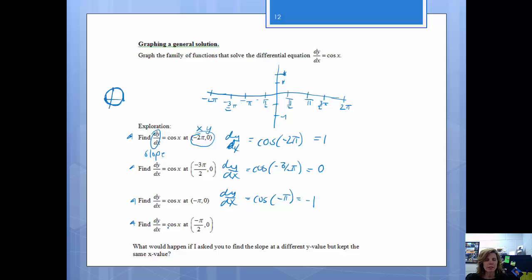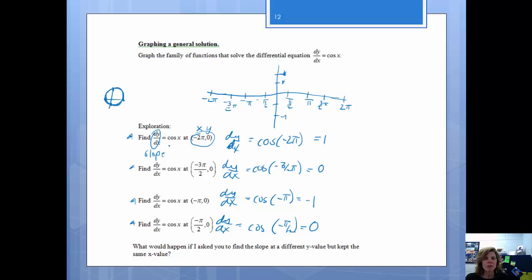And then dy/dx equals cosine x at (negative pi over 2, 0). Again, dy/dx is just my slope, so my slope is going to be cosine of negative pi over 2. And cosine of negative pi over 2 is just stopping right here at that first pi over 2, and my cosine down there will also be 0. So now what we're going to do is actually put these values onto my lovely graph up there.